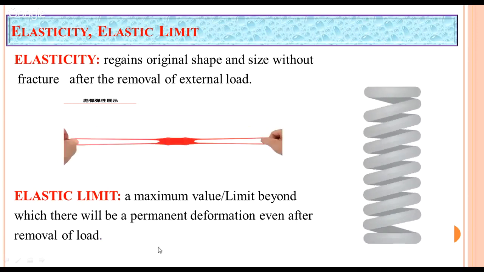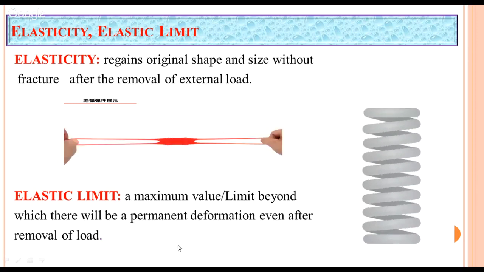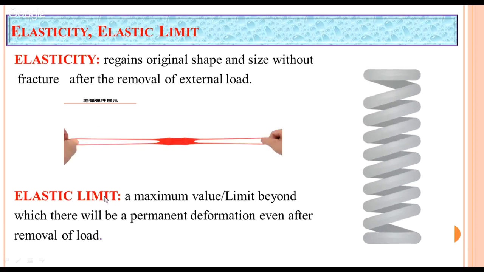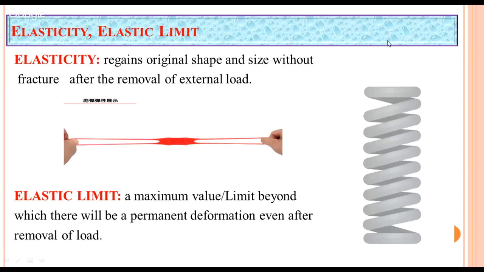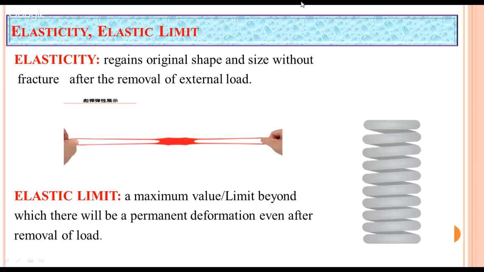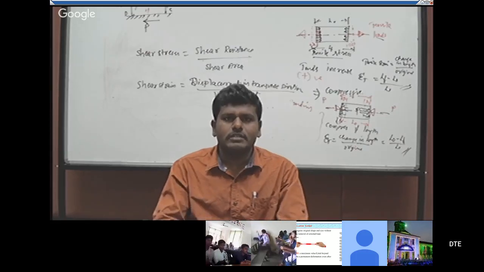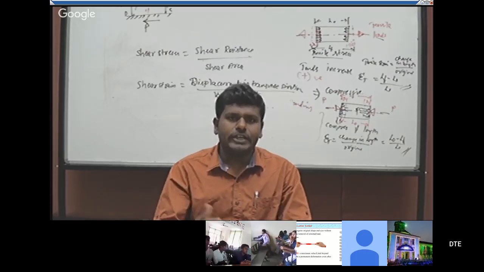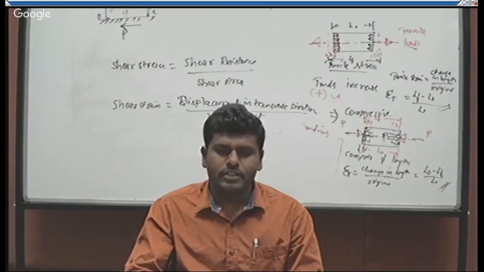So usually all the materials will possess some elasticity up to some limit, including glass also. It is an important property in finding the strength of different materials. Usually elastomers and some of the polymers like natural or synthetic rubbers are more elastic in nature.